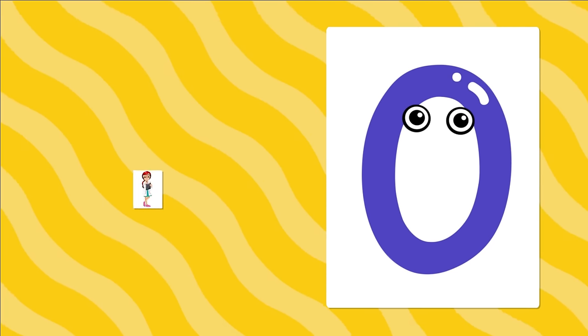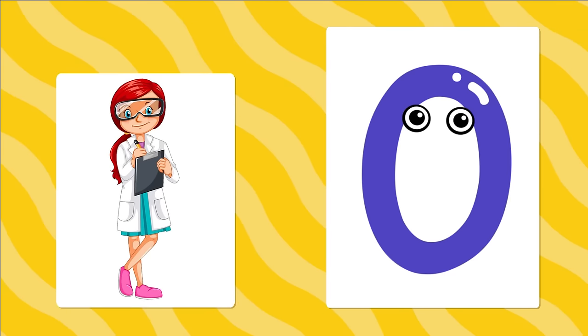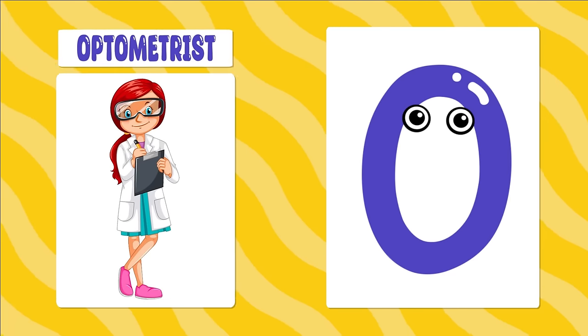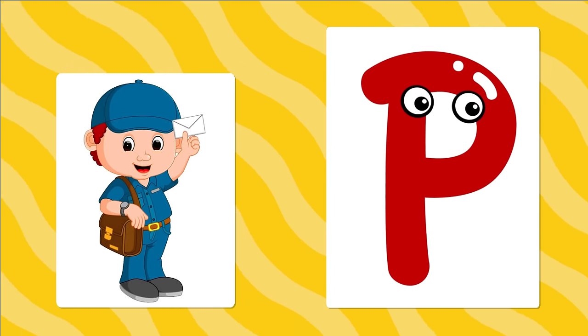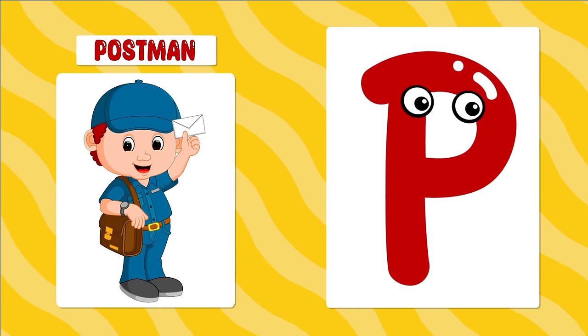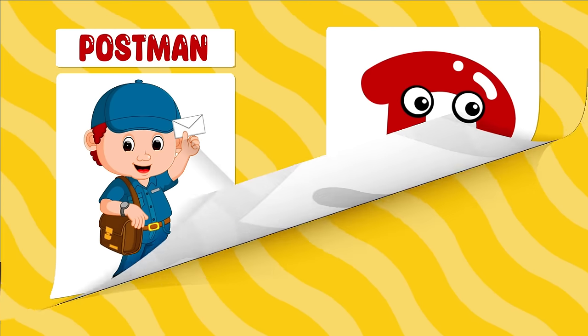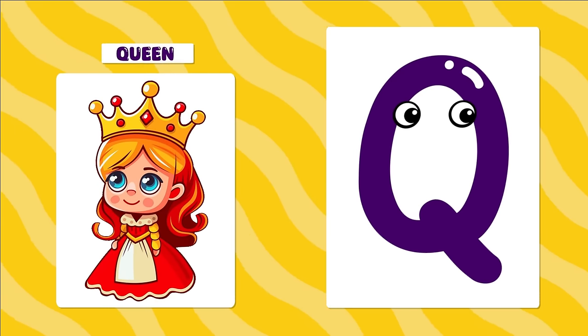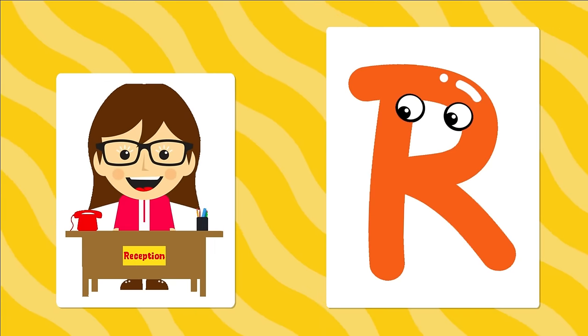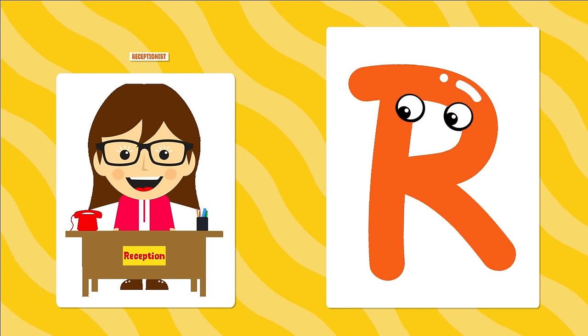O. Optometrist. O is for optometrist. P. Postman. P is for postman. Q. Queen. Q is for queen. R. Receptionist. R is for receptionist.